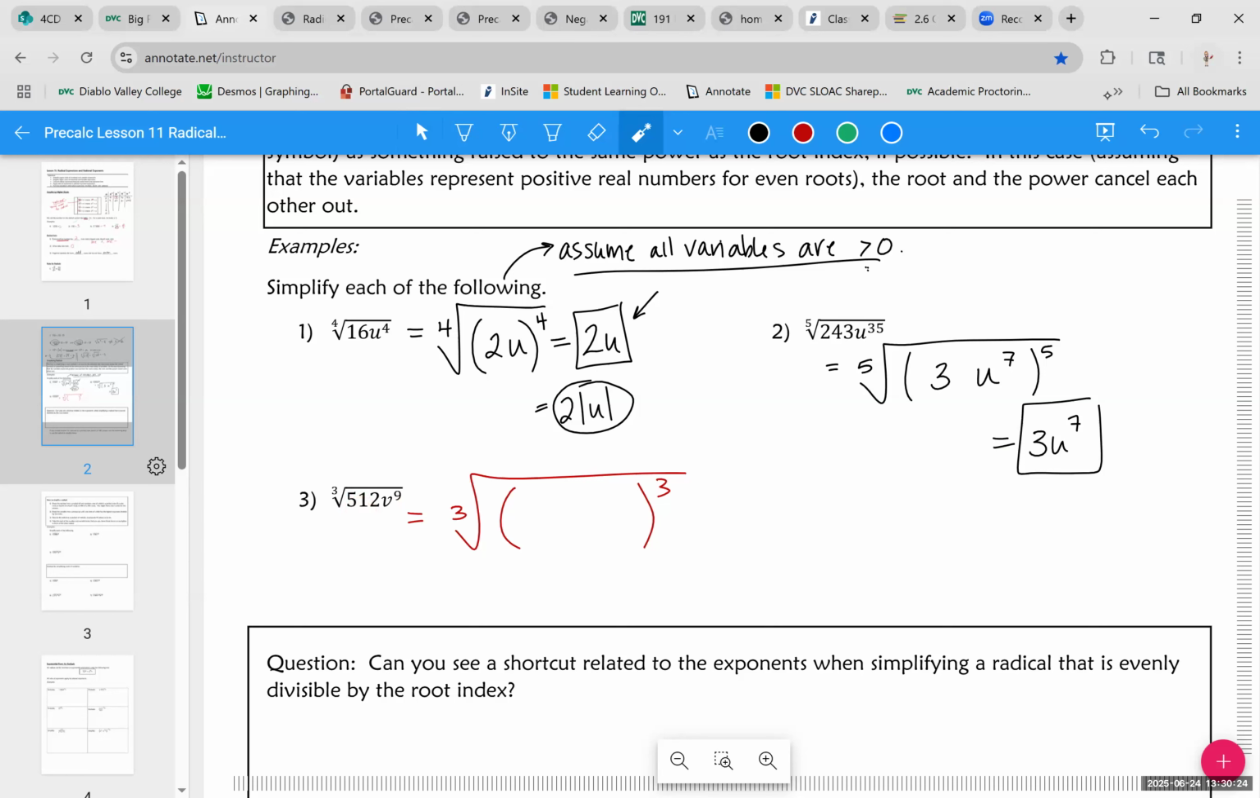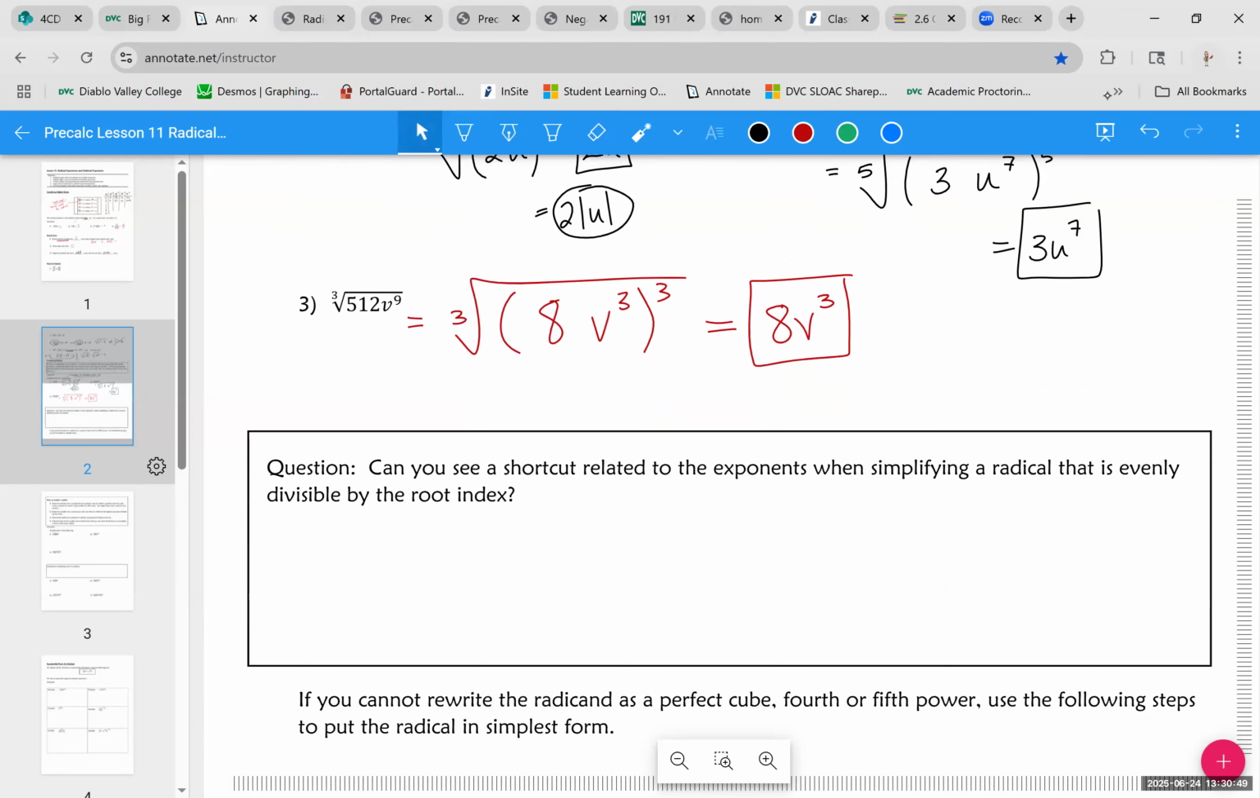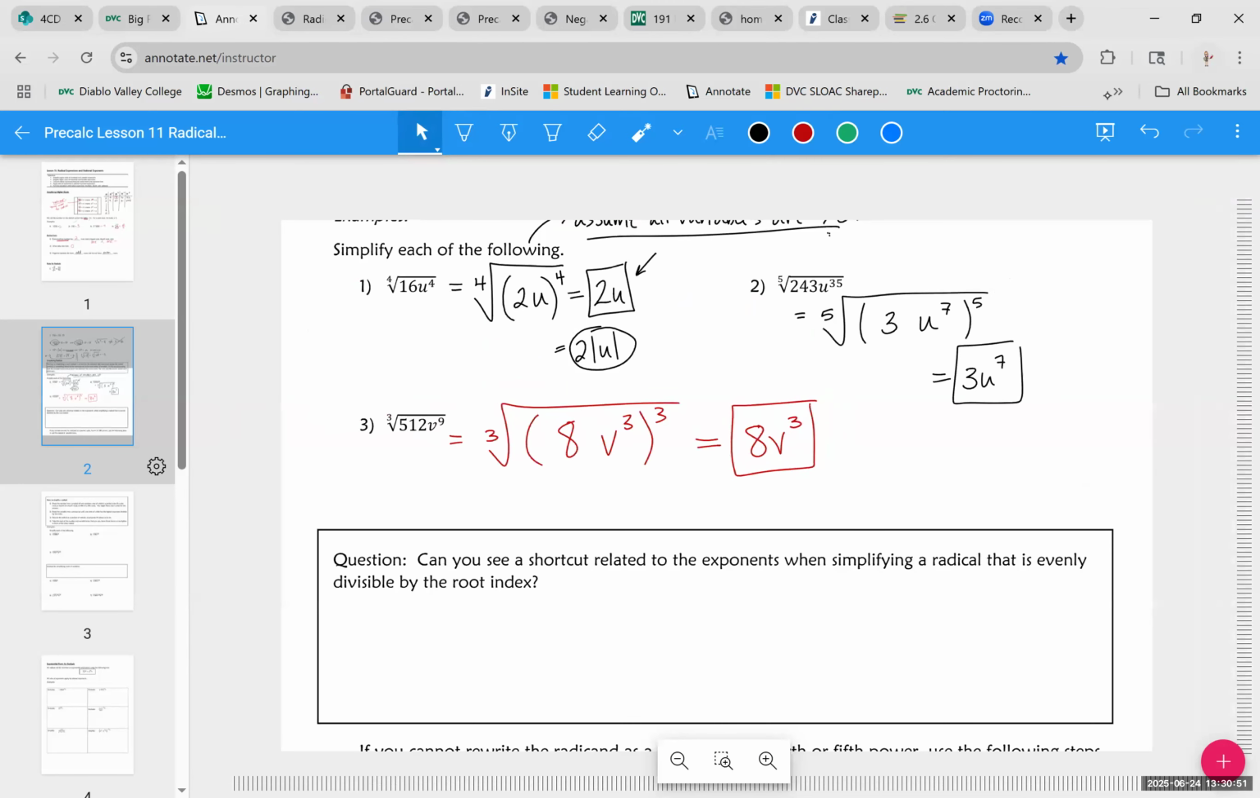All right, what do I raise to the third power to get 512? That would be an 8. And v to the third would give me v to the 9th. So again, that would just simplify to 8v cubed. So that's the way to simplify a perfect square, cube, fourth power. But what if it's not perfect? We're going to get to that in a quick second.